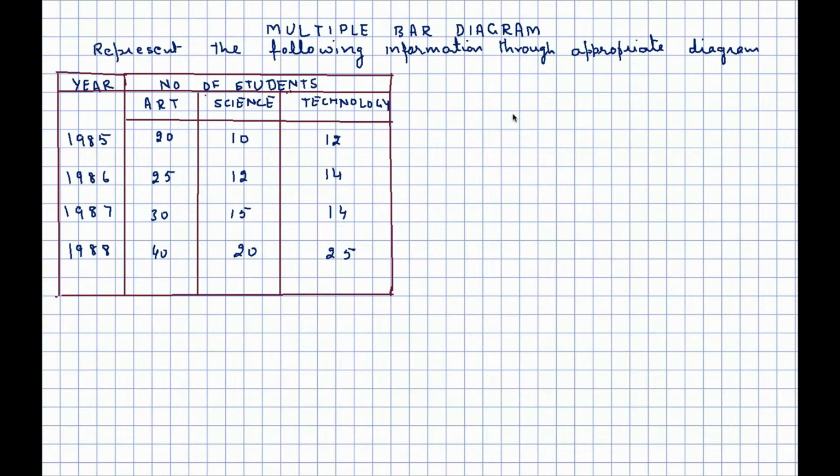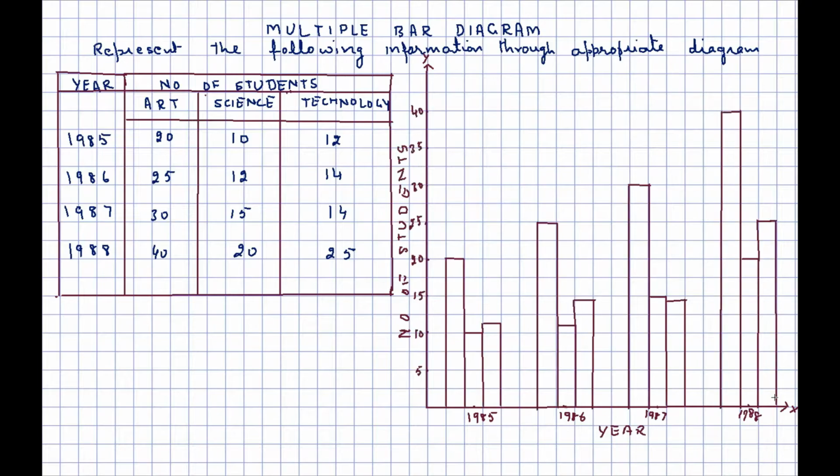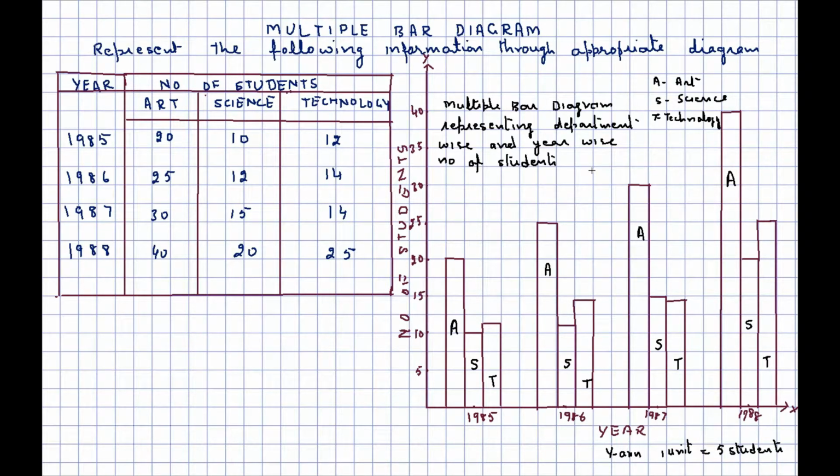The process of creating a multiple bar graph is just like creating any other bar graph. So draw x-axis and y-axis. Write year on x-axis and number of students on y-axis. And draw multiple bar graph. Write A on the first bar, S on the second bar, and T on the third bar. A is for art, S is for science, and T is for technology. You can also use different colors. Now write scale. Scale is: on y-axis, 1 unit is equal to 5 students, and give it an appropriate title.